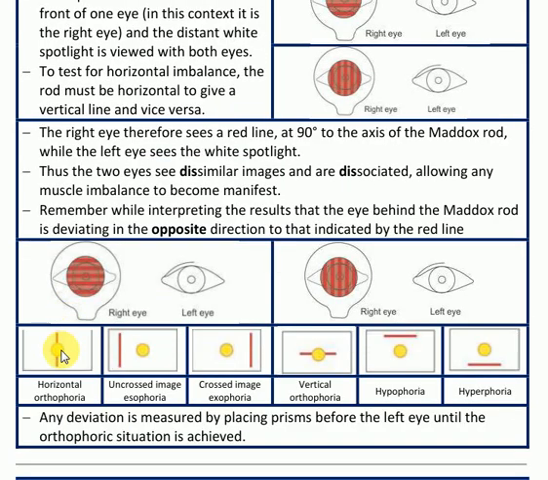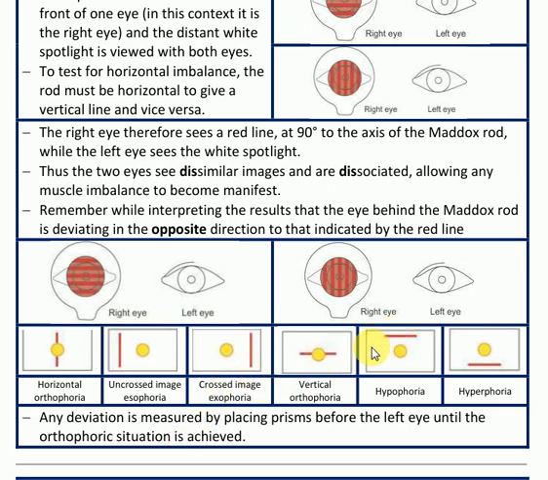So there are three results. If both the line and the white spot are coinciding, there will be horizontal orthophoria. If the red line is on the right side, this is an uncrossed image, so this is esophoria. And if the red line is on the left side, this is a crossed image, so there will be exophoria, because the eye deviates on the opposite side of this line. So this is exophoria.